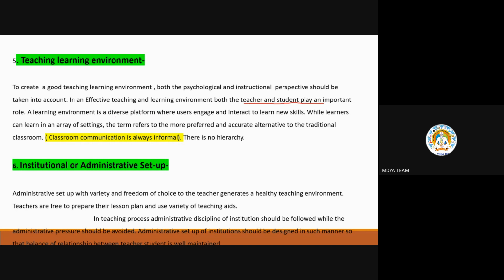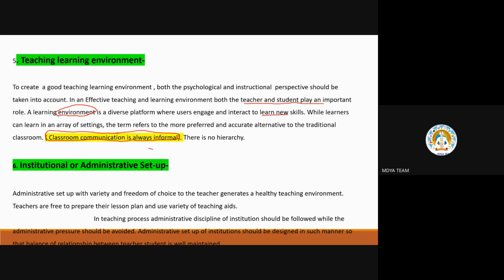A learning environment is a diverse platform. See, here they are explaining about the environment. An environment is a diverse platform where users engage and interact to learn new skills. While learners can learn in an array of settings, the term refers to the more preferred and accurate alternative to traditional classroom. Classroom communication is always informal. I have highlighted this because there was a question from this, like this exact line. As far as I remember, the exact line was there in a previous year question.